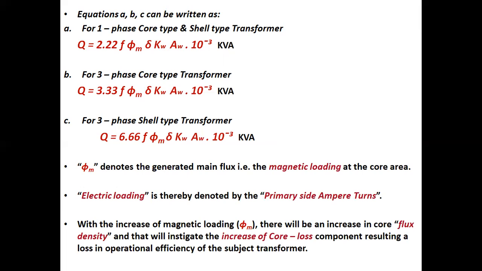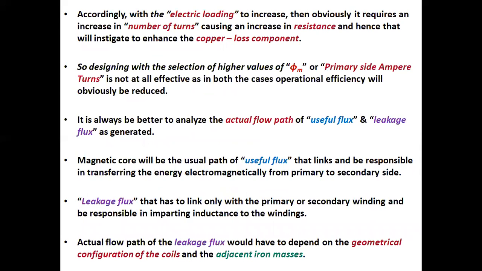Now, phi m denotes the generated main flux, that is the magnetic loading at the core area. Electric loading is denoted by the primary side ampere turns. With the increase of magnetic loading, that is phi m, there will be an increase in core flux density, and that will instigate an increase of the core loss component, resulting in a loss in operational efficiency of the transformer. Accordingly, with the electric loading increasing, it requires an increase in the number of turns, causing an increase in resistance, and hence that will enhance the copper loss component.